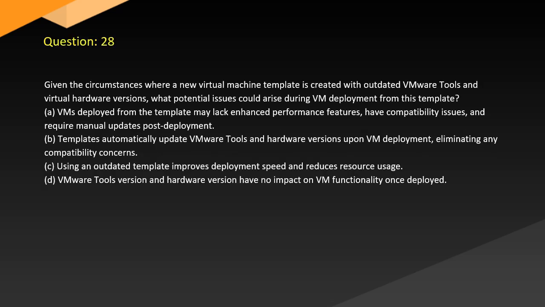Question 28. Given the circumstances where a new virtual machine template is created with outdated VMware Tools and virtual hardware versions, what potential issues could arise during VM deployment from this template? A. VMs deployed from the template may lack enhanced performance features, have compatibility issues, and require manual updates post-deployment. B. Templates automatically update VMware Tools and hardware versions upon VM deployment, eliminating any compatibility concerns. C. Using an outdated template improves deployment speed and reduces resource usage. D. VMware Tools version and hardware version have no impact on VM functionality once deployed.